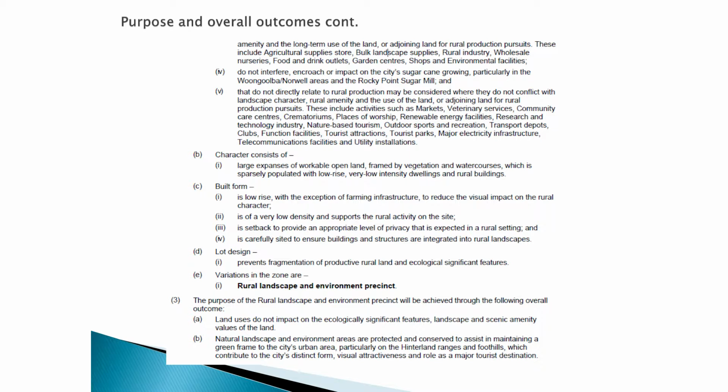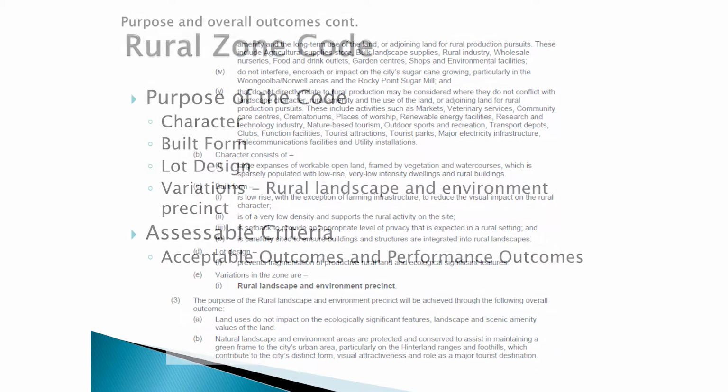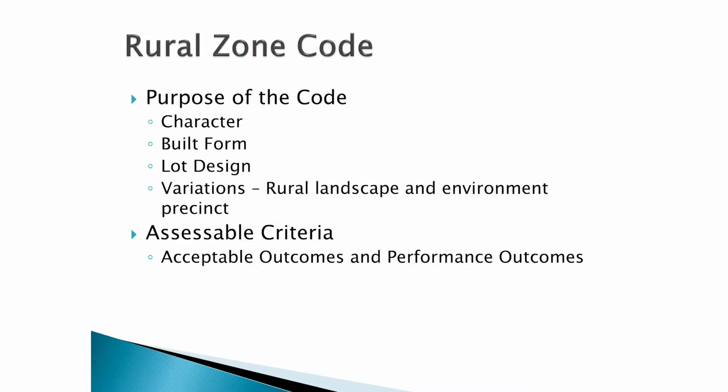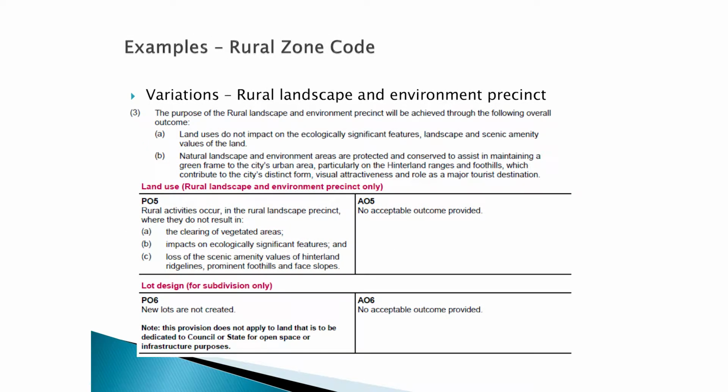Rural landscape and environmental precinct, so we said that there was a precinct that was within the rural zone. The purpose of the rural landscape and environmental precinct will be achieved through the following overall outcome. Land uses do not impact upon the ecologically significant features, landscape and scenic amenity values of the land. Natural landscape and environmental areas are protected and conserved. So the Rural Zone Code, we've got the purpose of the code, we've got character, built form, lot design, the variations, which is the Rural Landscape and Environmental Precinct, and the acceptable criteria. And some acceptable criteria with the Rural Landscape and Environmental Precinct.